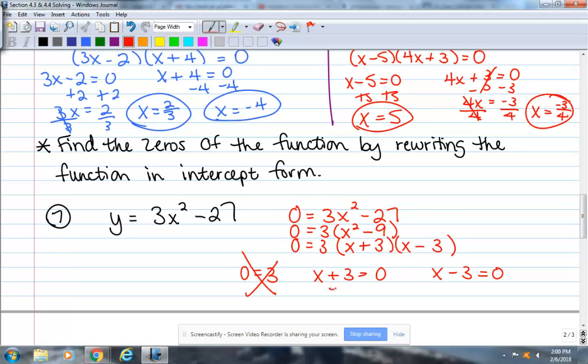Minus 3 on both sides. X equals negative 3. And then x equals positive 3. Yeah, I like it right there, straight. We good? That wasn't bad, was it? So just remember, if you have a difference of squares, you got to factor it again.